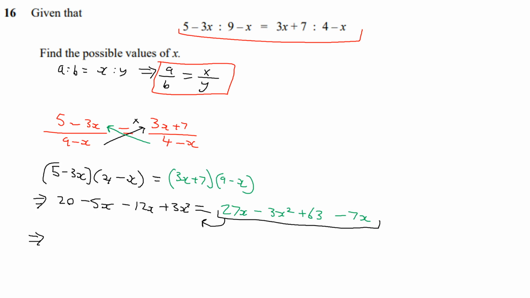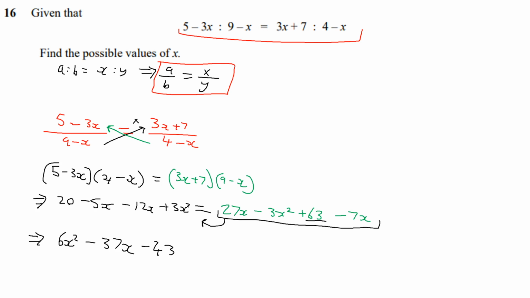3x minus 3x squared is just going to be 6x squared. Minus, what's that? Minus 17 minus 27 minus x, that's 20. So if we put the x's onto one side, we should get minus 37x. Okay? And then positive 20 minus 63. That's just going to be minus 43.